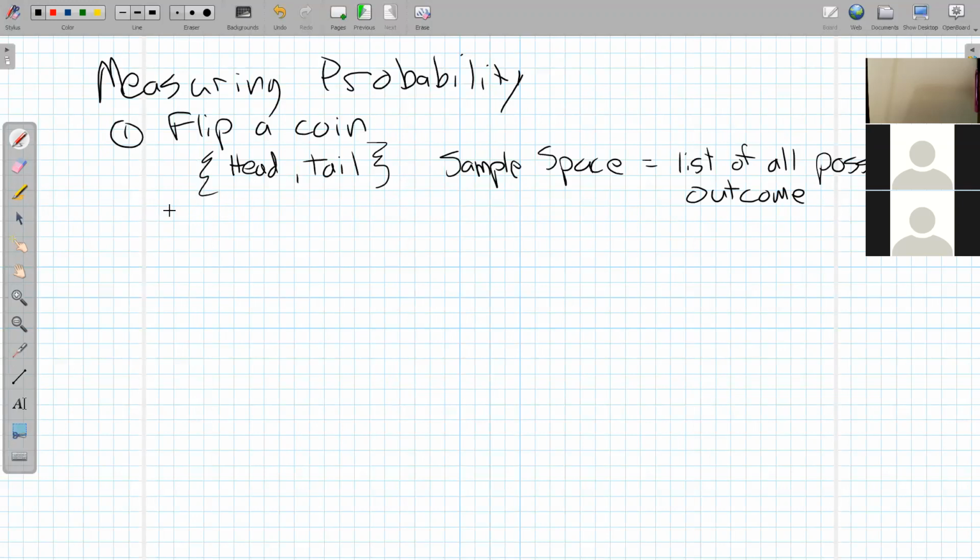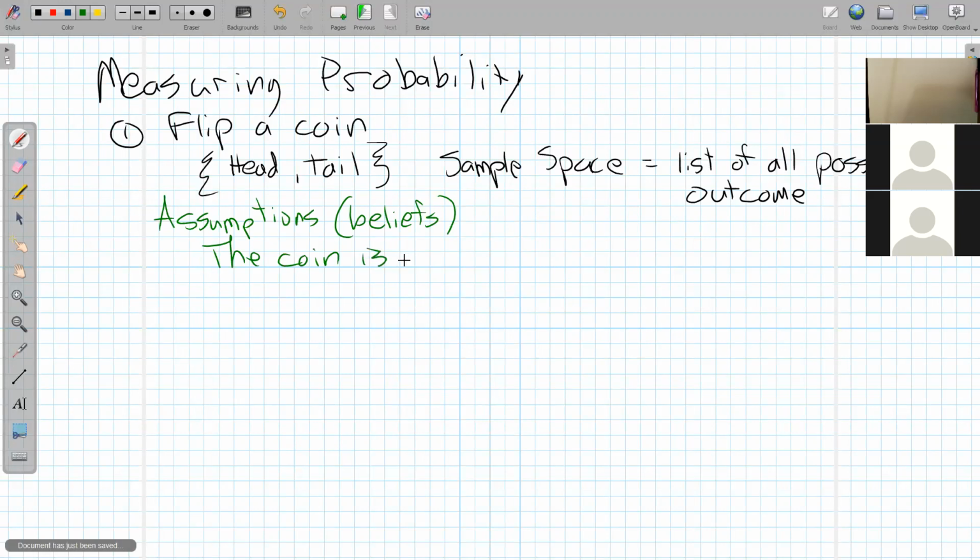And we often believe, so we have some assumptions here, beliefs. Assumptions are beliefs. The coin is fair, meaning a head is just as likely as a tail.